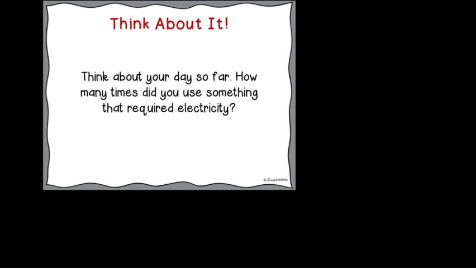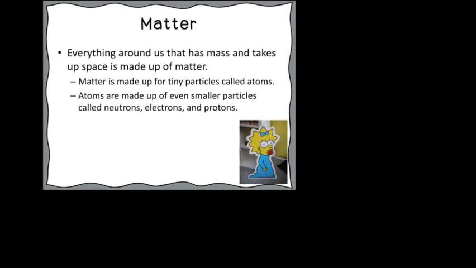So anytime we talk about electricity, we have to go back. We have to go way back to some of our earliest standards of the year when we discussed matter and the structure of matter. So matter is everything around us that has mass and takes up space. Matter is made up of tiny particles called atoms, and every atom is made up of even smaller particles called neutrons, electrons, and protons.